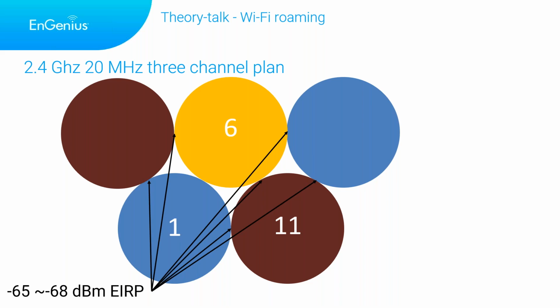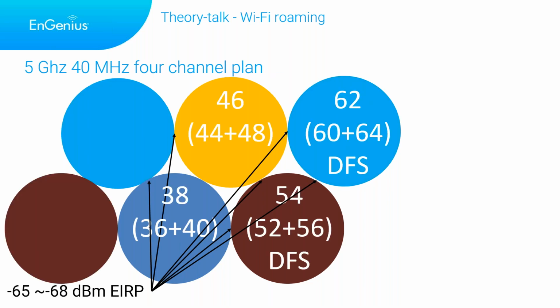The blue balloon will still have coverage into the brown and yellow balloons, but it will be less, and the coverage of the other one will be much stronger, as the signal strength decreases with the distance from the access point. The same could be done with 5 gigahertz. In this case, I chose 40 megahertz for the channel plan. But again, remember that channels 54 and 62 may hop to different channels because of DFS. Only channels 38 and 46 are really fixed.